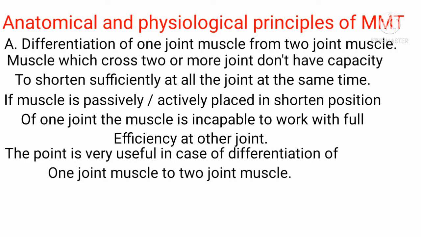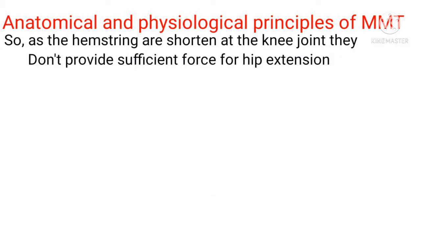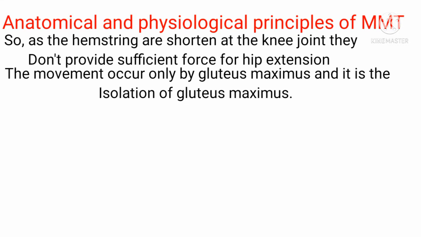The point is very useful in differentiation of one-joint muscle from two-joint muscle. For example, gluteus maximus, a one-joint muscle, is differentiated from the hamstrings, two-joint muscles, by placing the knee in flexion position. As the hamstrings are shortened at the knee joint, they don't provide sufficient force for hip extension. The movement occurs only by gluteus maximus, and this is the isolation of gluteus maximus.